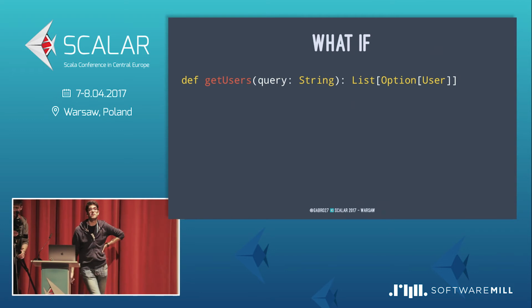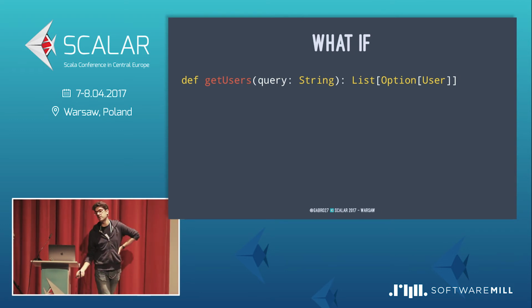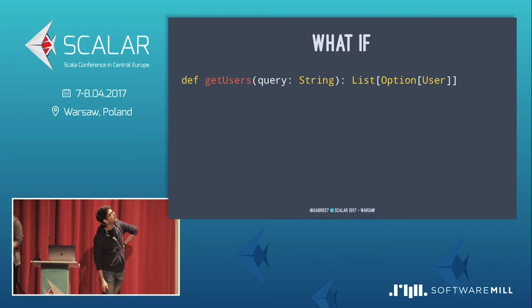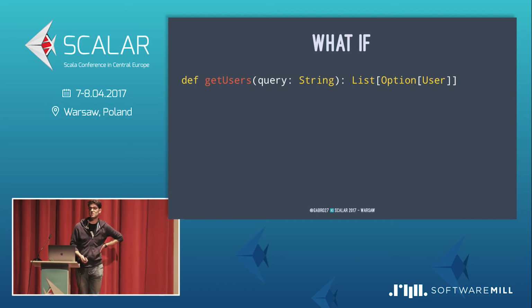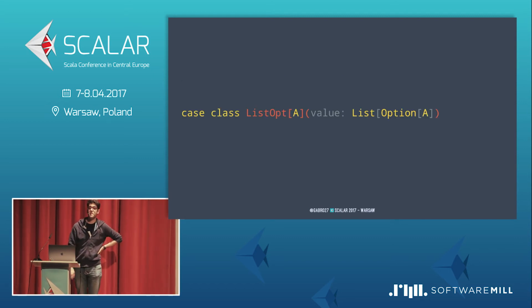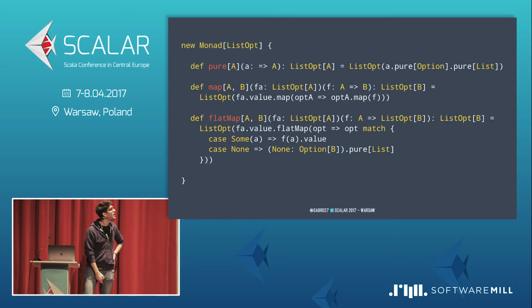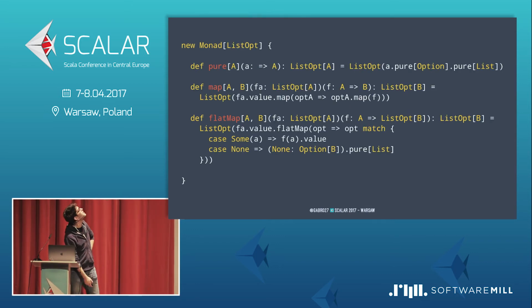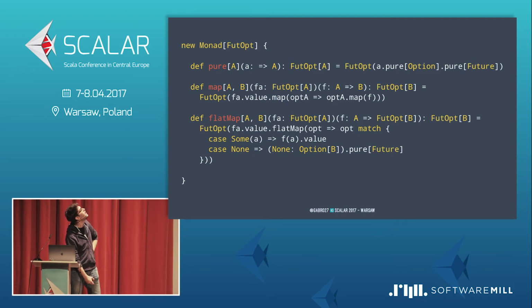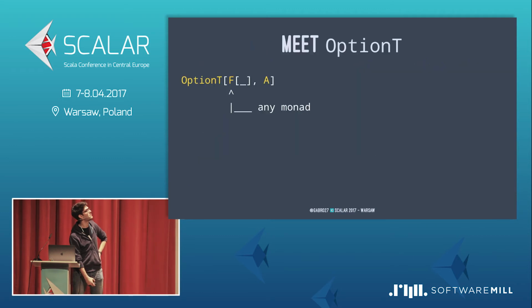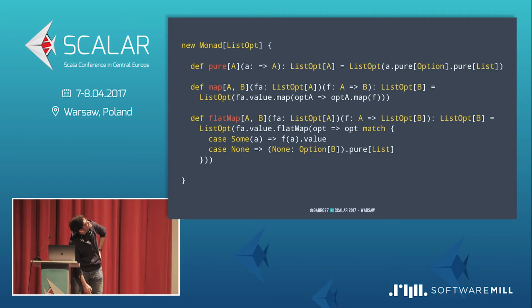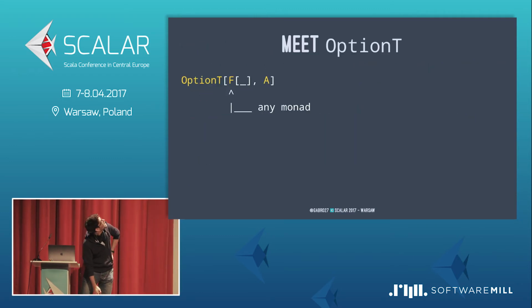So what if you need to do something slightly different? You don't have a future of an option, you have a list of an option. Well, OK, let's do the same thing, list opt, same trick, same thing. Does it look familiar? Right? It's the same thing. I'm just literally changing list with future. And this is actually, we accidentally invented the monad transformer by doing this.